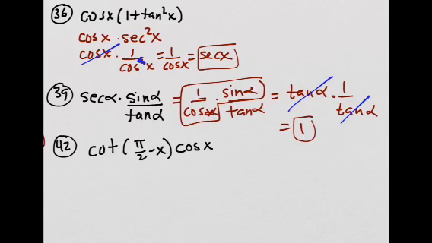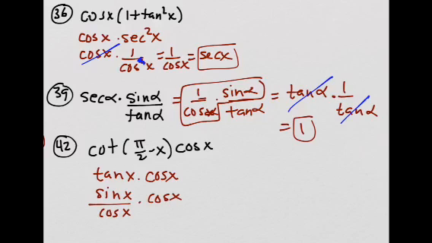Okay, so here I can use a cofunction identity. So for cotangent of pi over 2 minus x, it's tangent x. And then I have cosine already there, so tangent is sine over cosine. And so the cosine over cosine reduces to 1, so the answer is sine x.